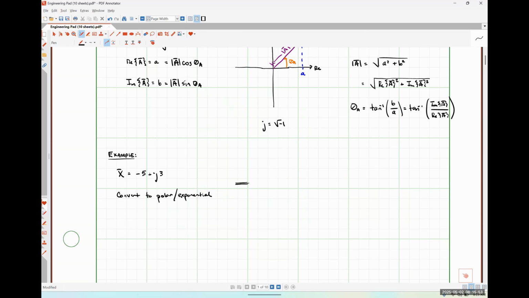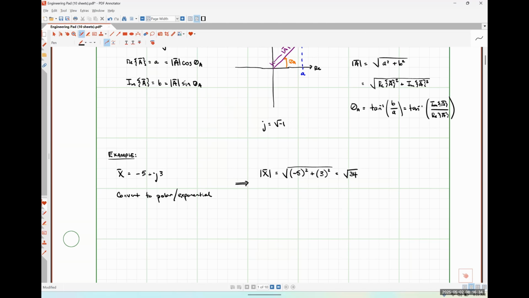So our magnitude of that complex vector x would simply be the square root of our real part, which is -5 squared, plus our imaginary part, which is 3 squared. And so if my mental math is correct, that is the square root of 34. 25 plus 9 is 34, right? Yeah. This part, perfectly fine, okay?